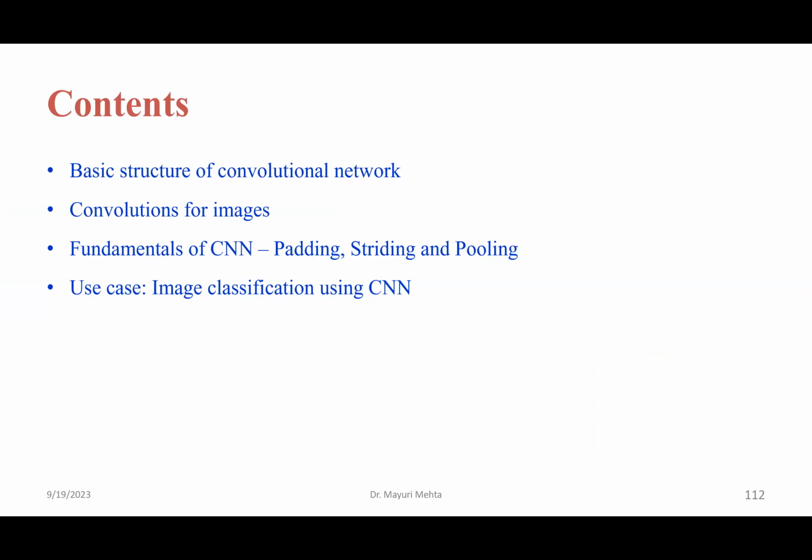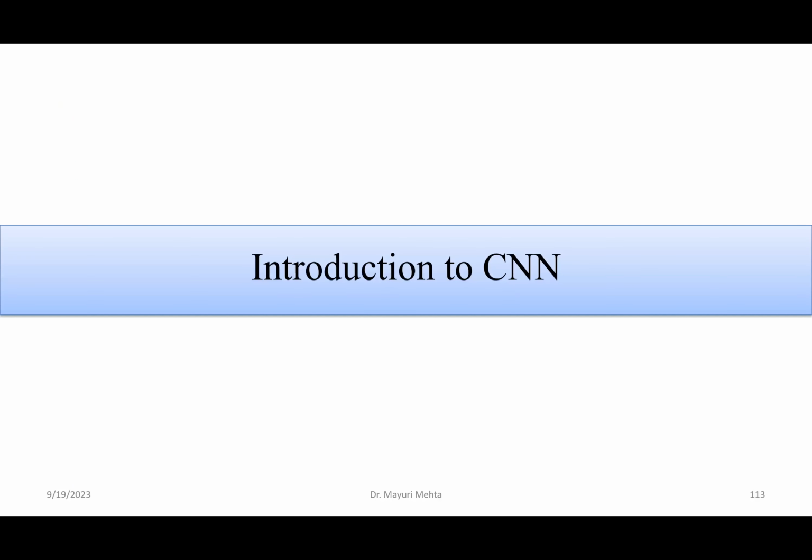CNN, convolutional neural network. These are the main topics of the third unit: the basic structure of convolutional neural network, the convolutions for images, the fundamental terms related to convolutional neural network, which are padding, striding, and pooling. And finally, we'll see some use cases of CNN related to image classification. Let me first introduce the CNN.